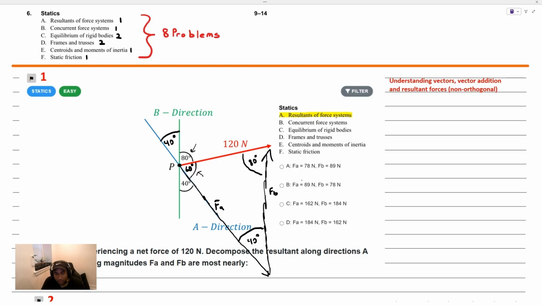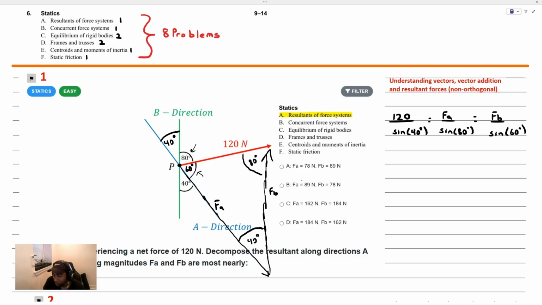We understand all of the angles inside of this triangle, so we're going to go ahead and apply the law of sines here. What we have is one of the side lengths, that's 120. If we divide that by the angle opposite that side, that's the sine of 40 degrees, that must be equal to the same ratio for the other sides. So that'll be FA over the sine of 80 degrees, and that must be equal to FB divided by the sine of 60 degrees.